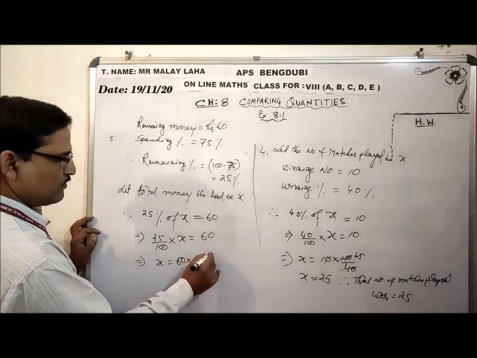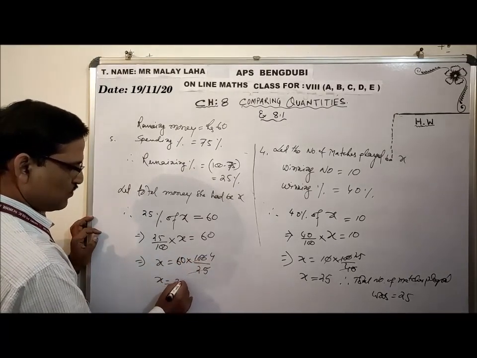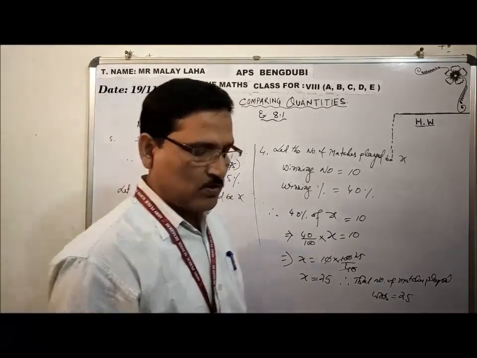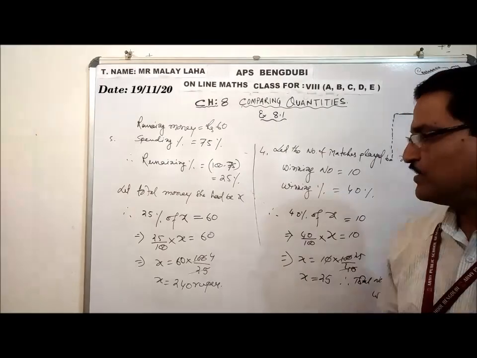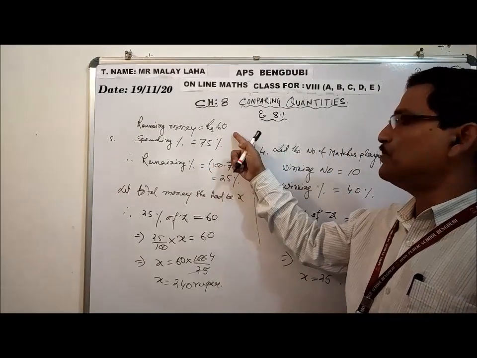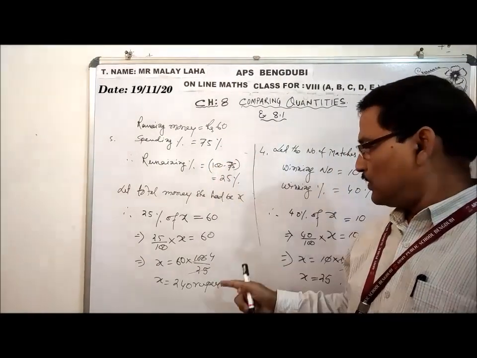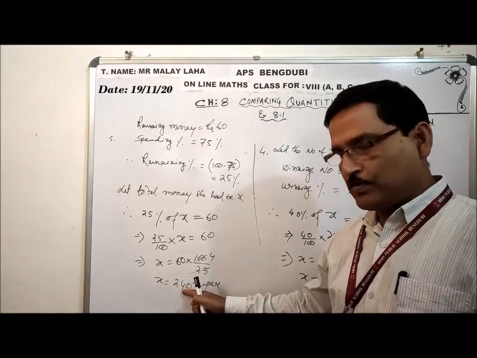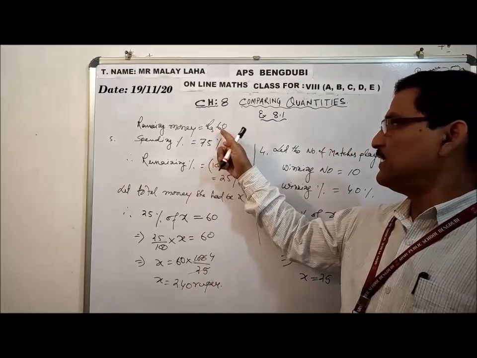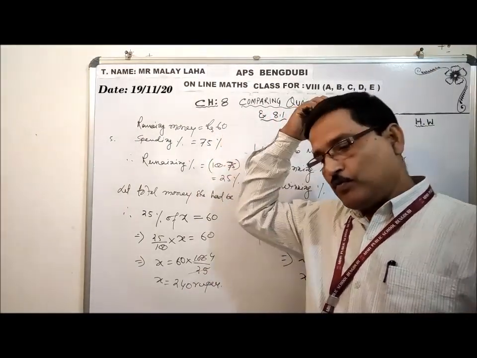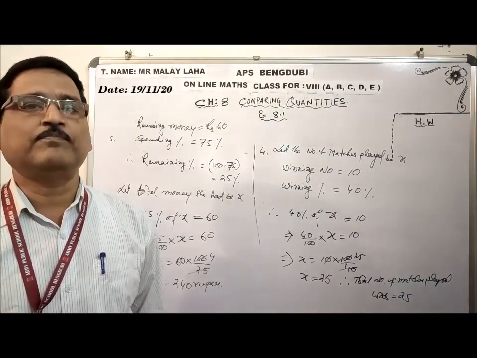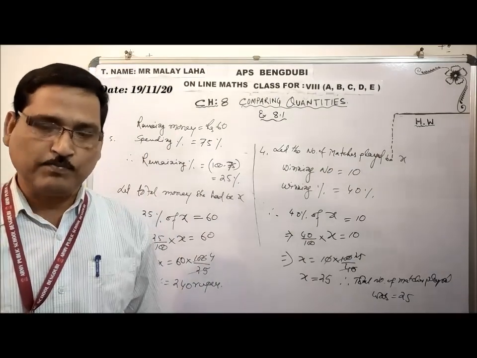Cut. It will be 4 or X equals 240 rupees. So actually she had 240 rupees and she spent 75%, and after that she had 60 rupees. Understood? So if she has 240 rupees, then she can spend 75% and the balance amount will be 60. So if you read the statement properly and establish a link, this type of question will never be a problem for you. Understood my point?